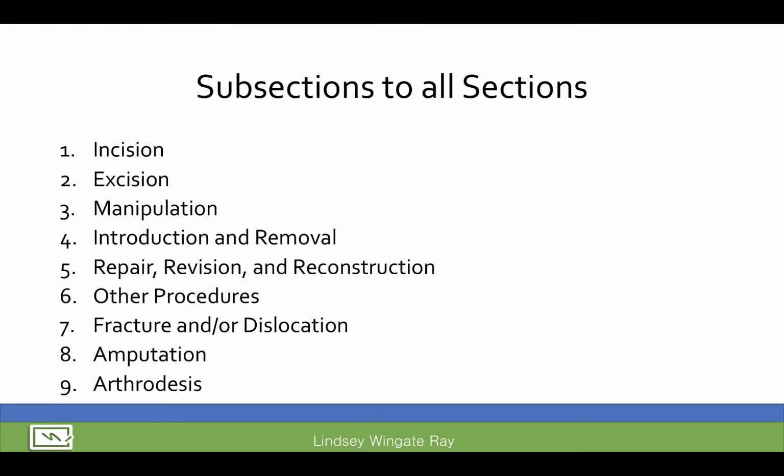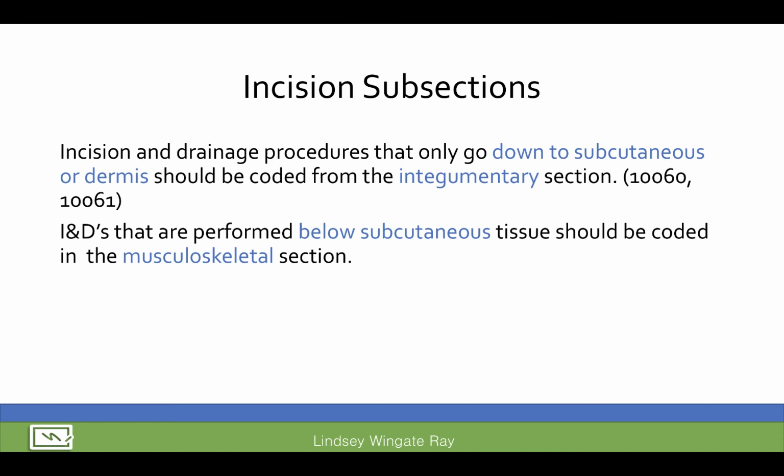The subsections to all of the sections I previously mentioned are incision, excision, manipulation, introduction and removal, repair, revision and reconstruction, other procedures, fracture and dislocation, amputation, and arthrodesis. The reason this is important is if you're coding a fracture and your index at the beginning of the section, you'll go to the body area, and then you'll go to fracture, and then you'll go to that page to code.